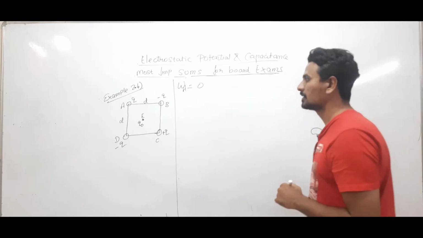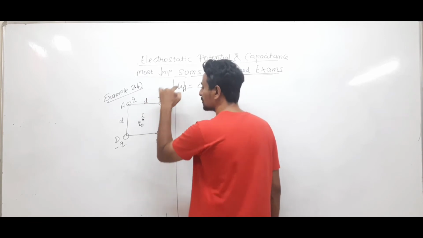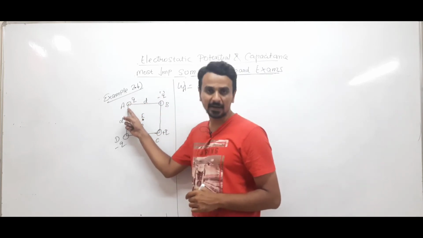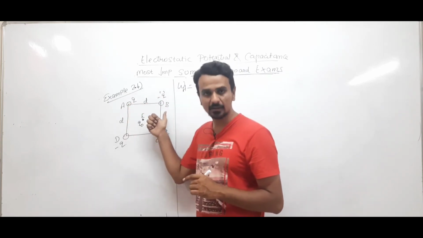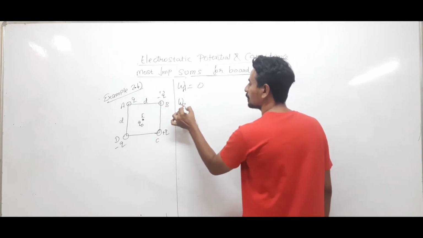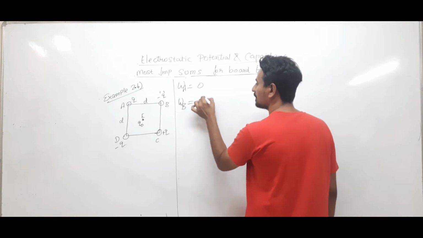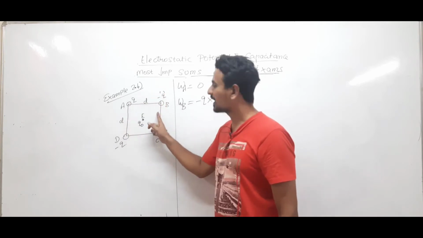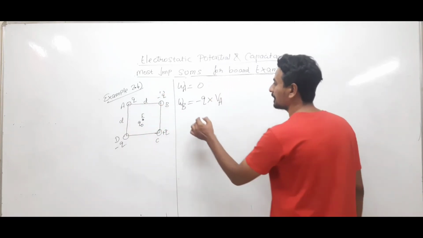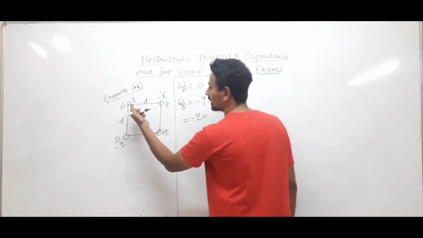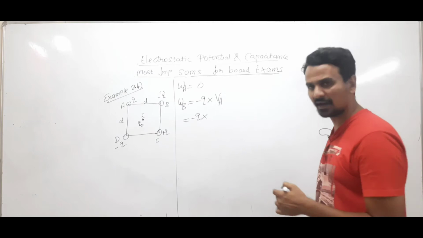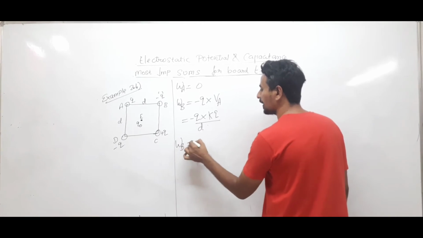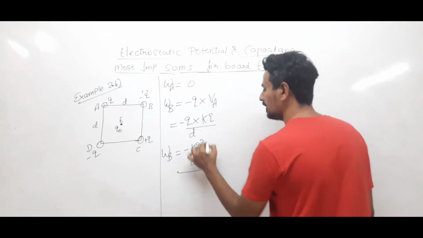But when you bring the charge minus q to B, you have to perform some work, because the charge placed at A will produce some potential at B. So the work done to bring the charge to point B will be the charge multiplied by the potential of A at B, that is minus q times the potential of A. What is the potential of A? A point charge produces a potential Kq by r, so this will be Kq by d. So the work done to bring the charge to point B is minus Kq square by d.